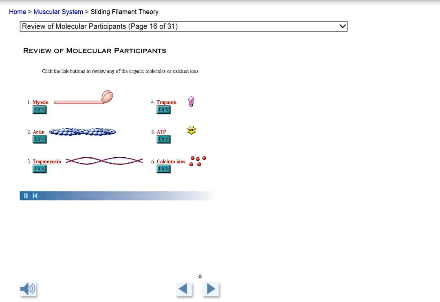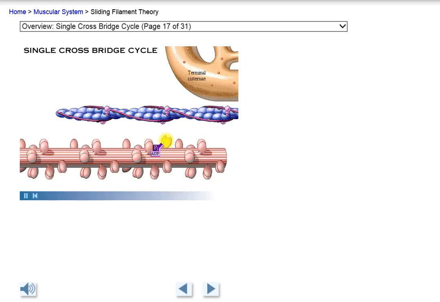Before seeing how all these components work together in a complete cross-bridge cycle, click the link buttons to review any of the organic molecules or calcium ions. The 5 organic molecules and the calcium ions function together in a coordinated manner to cause the thin filament to slide past the thick filament. We will first show an animation of a single cross-bridge cycle and then describe this process step by step on the following pages. To see the entire process of cross-bridge cycling, click the terminal cisternae.